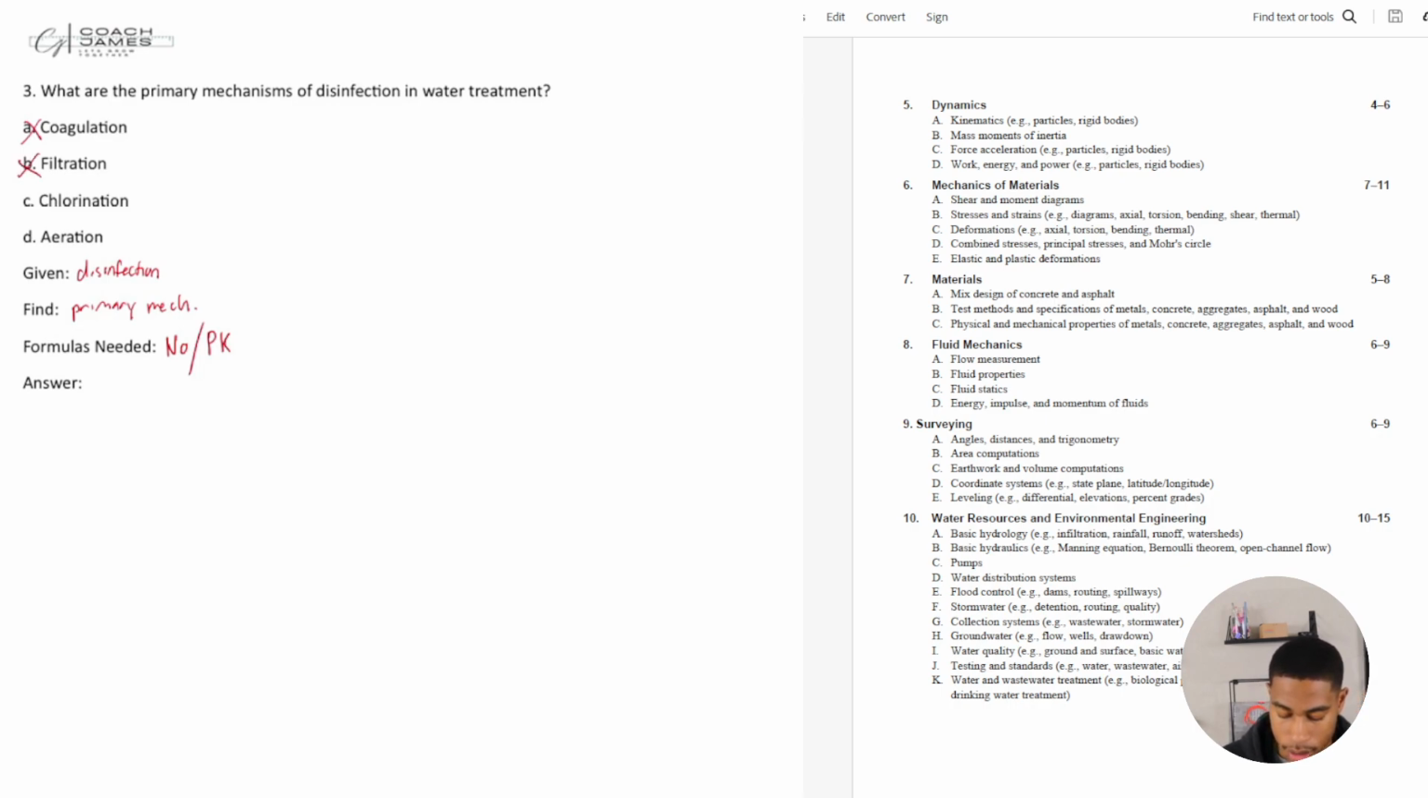Chlorination, yes. Chlorine, think about it. When people get in the water at a pool, what do they typically have in the pools? Chlorine, right? It disinfects the things that you cannot see. The pool may look clean, but it could be super dirty. It could be a lot of things, bacteria and stuff that you can't see, microorganisms, all that stuff. And then aeration, no.